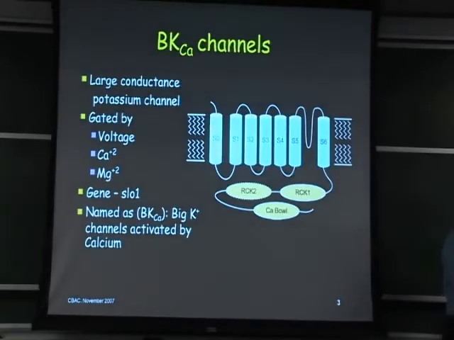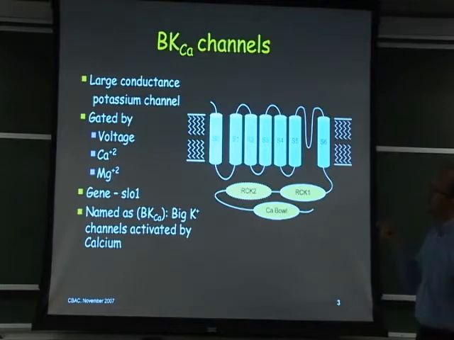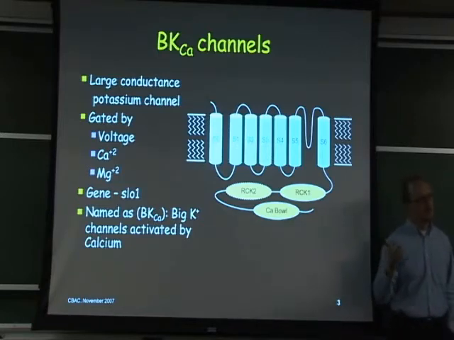So we're going to be focusing primarily on a class of potassium channels known as BK channels. BK comes from the name: these are big potassium channels, large conductance potassium channels. They have a unique structure, like all potassium channels. They've got these central 6 helices, essentially, but they have this extra S0 helix.